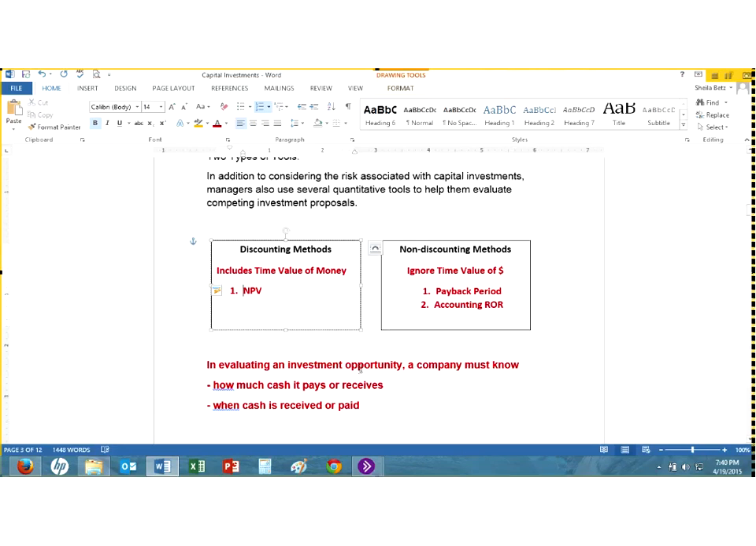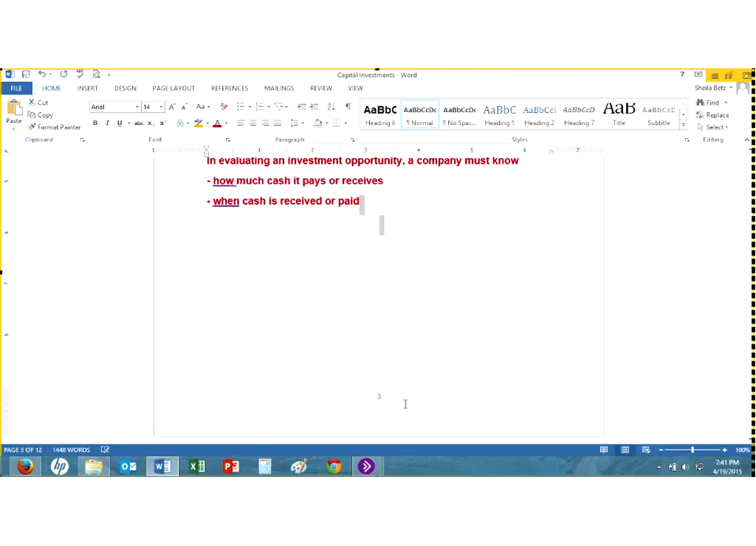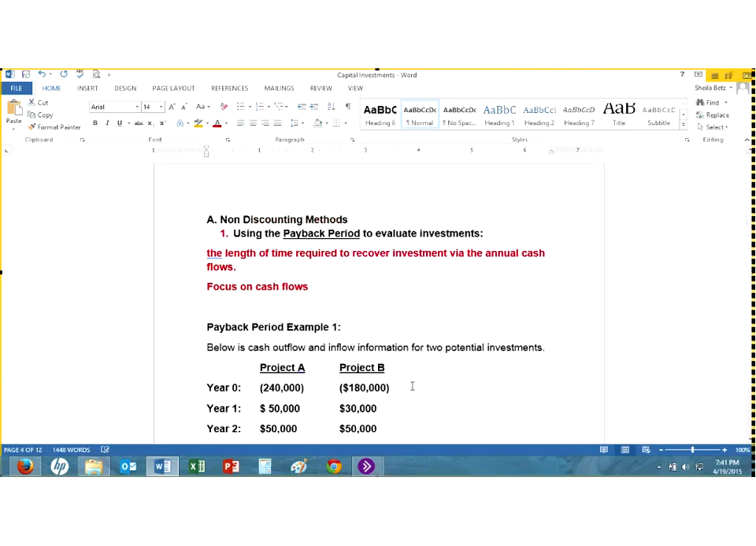When a company is looking at a capital expenditure, AKA a new investment opportunity, they have to know a couple of things: how much cash they're going to have to pay up front, and when they're going to receive cash inflow because of the investment. So basically, how much and when is the money going to be coming in. Those two things they have to know before they can go forward and make an educated decision. So we're going to start with the non-discounting methods first.